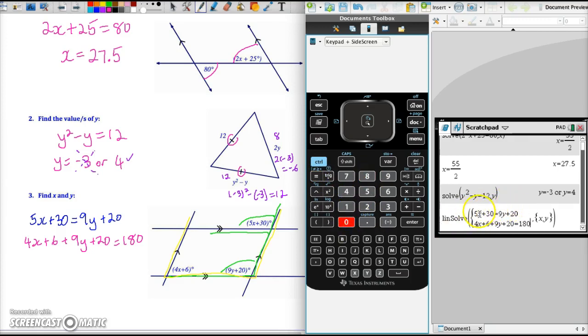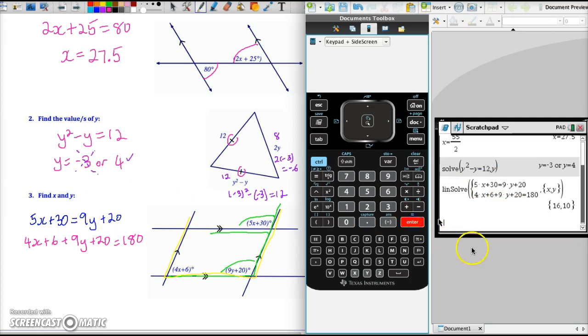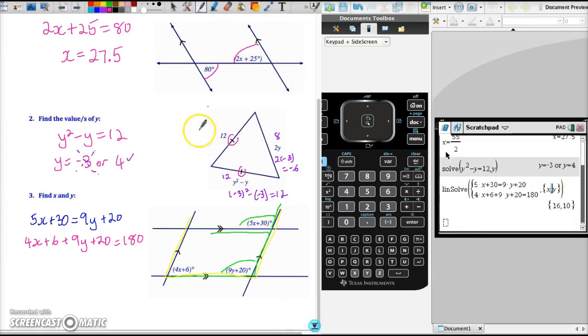Always be careful that you enter the correct equations. Of course, wrong equations will cause you to have the wrong answers for your equations. And so now I hit enter, x comma y, which means the x value is 16 and the y value is of course 10. So x is equal to 16, y is equal to 10, and that is how you solve linear equations, quadratic equations, and systems of equations on the TI-Nspire.